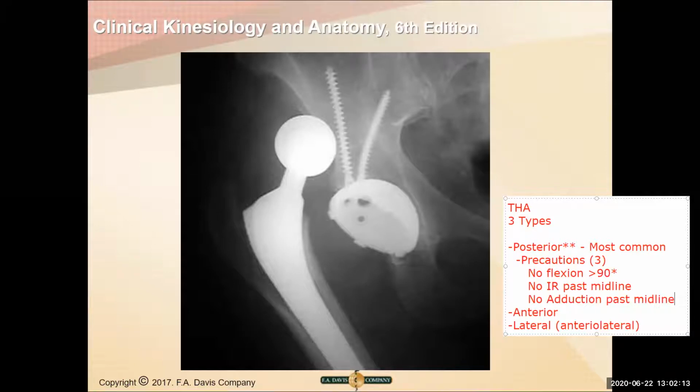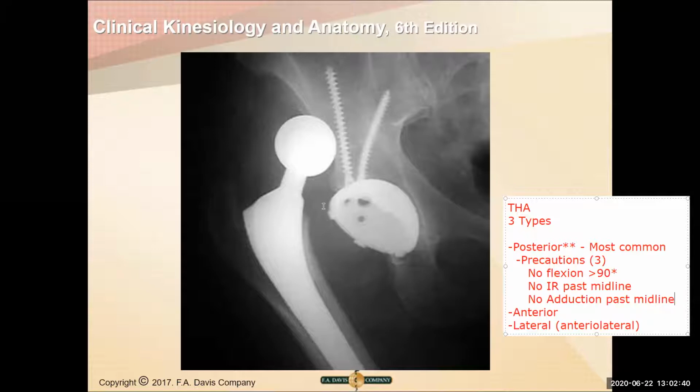Now, does that mean we can't flex at all? No, it just means that we can't bend way far over, right? So you have to take these and get them into words that the patient will understand. So no flexion past 90 degrees. I always tell them no bending way far over, nose over toes, right? No internal rotation past midline. Don't turn your toes in. No adduction past midline. Don't cross your legs.